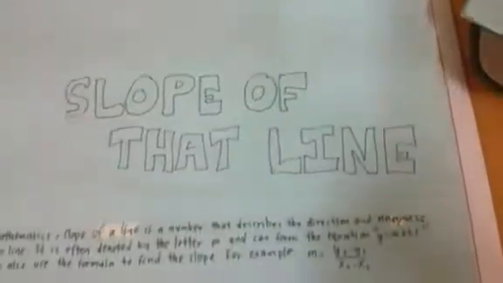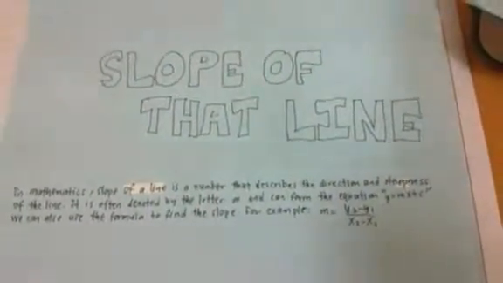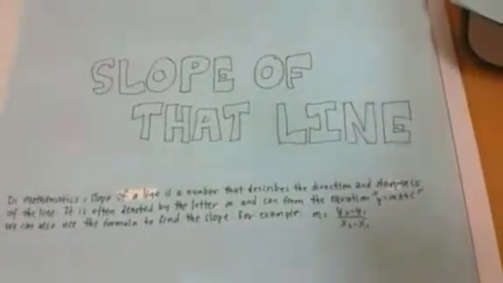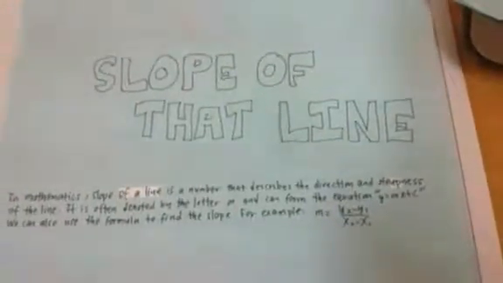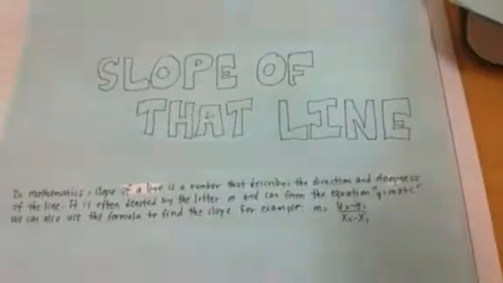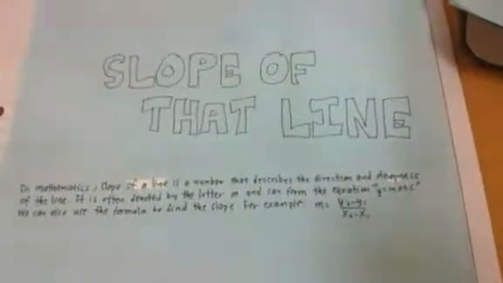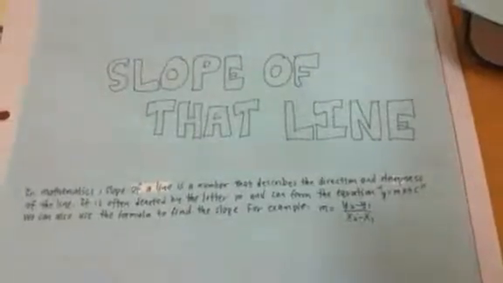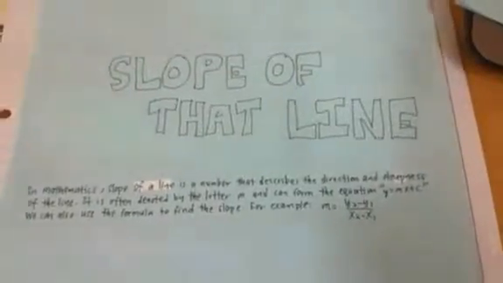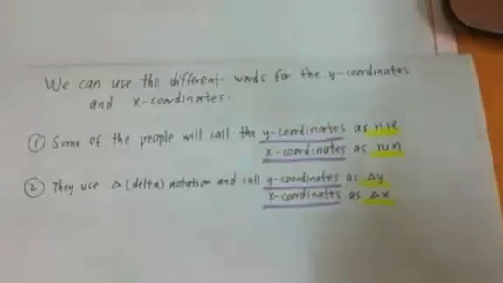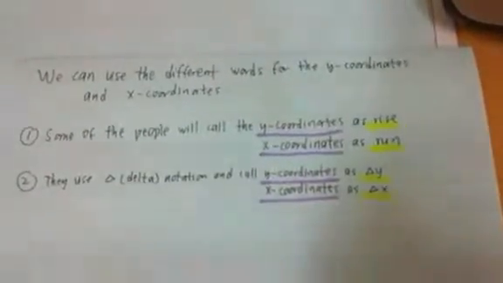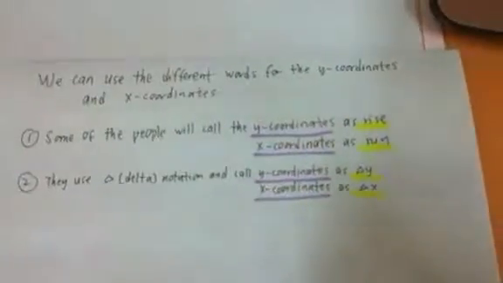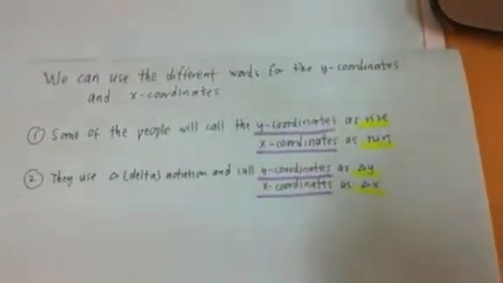In mathematics, the slope of a line is a number that describes the direction and steepness of the line. It is often denoted by the letter m and can form the equation y equals mx plus c. We can also use a formula to find the slope. For example, m is equal to y2 minus y1 divided by x2 minus x1. To calculate the slope of the line, we can also use different words for the y coordinates and x coordinates. For example, some people will call the y coordinates rise and the x coordinates run.